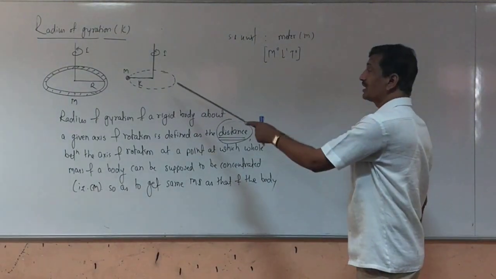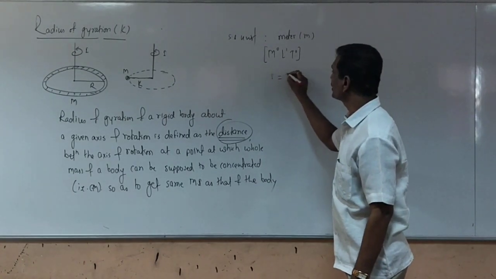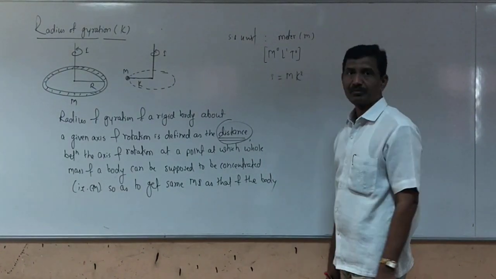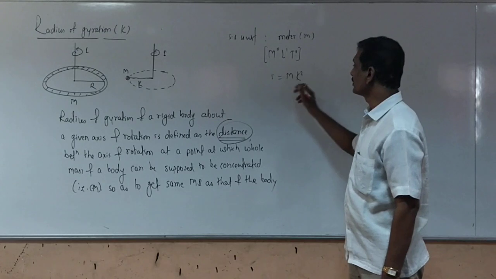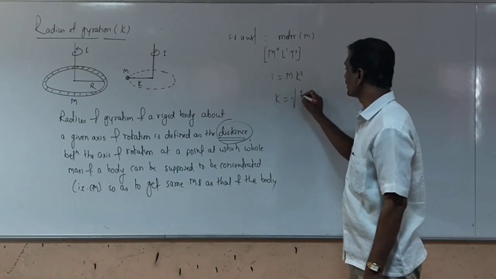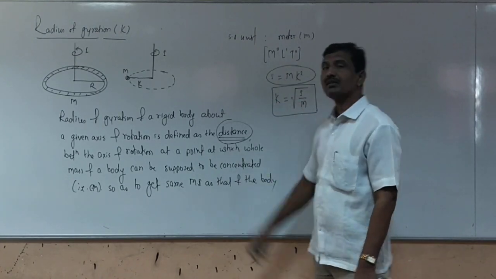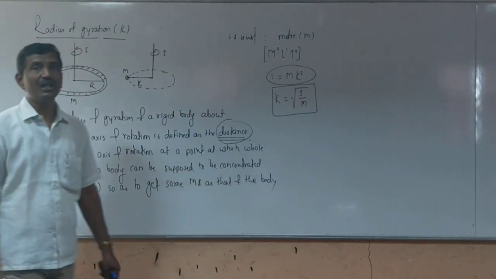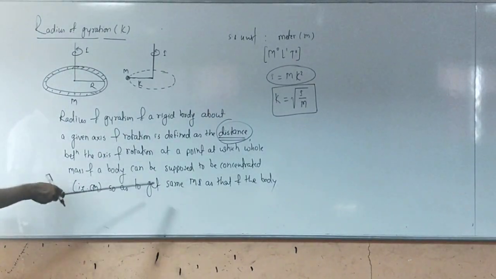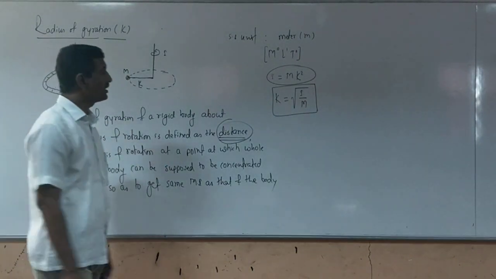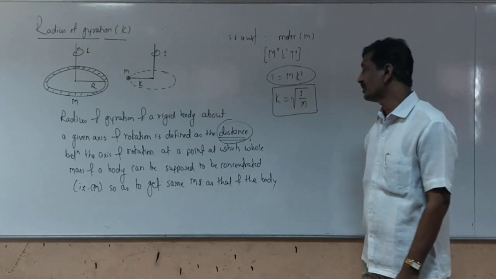So as the moment of inertia of this particle is the same as that of the body, by our definition, what is the moment of inertia I? It is mk square, the product of the mass and the square of the distance from the axis of rotation. Therefore I is equal to mk square, hence k is equal to under root I upon m. This is the formula for radius of gyration, and I equal to mk square is the formula of moment of inertia in case of a radius of gyration. So thus radius of gyration is nothing but the distance between the axis of rotation and the point at which the whole mass of a body can be supposed to be concentrated, so as to get the same moment of inertia as that of the body.